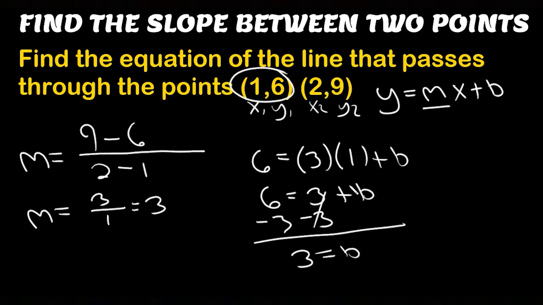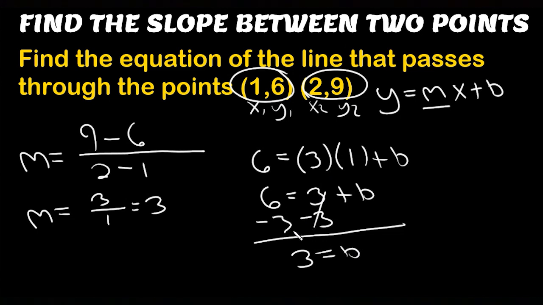So just to be clear here, again, if you were to use this point here, 2, 9, you would have gotten the same value for b. Your y-intercept value would have come out the same. It would have given you 3. All right, so it doesn't matter what point you pick here. Just pick the easier of the two, okay?